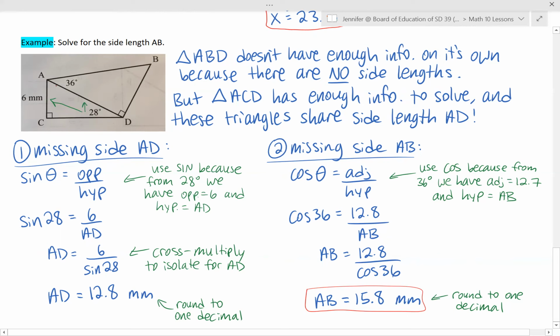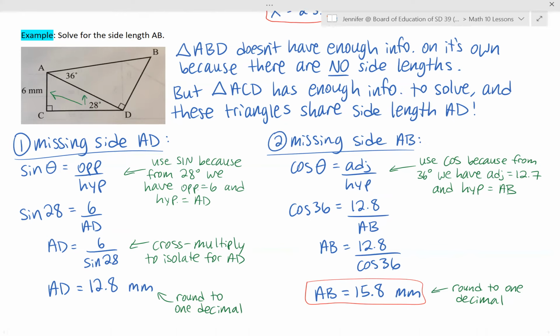So this is how we use our trig ratios and other information about triangles to solve for missing angles and missing side lengths.